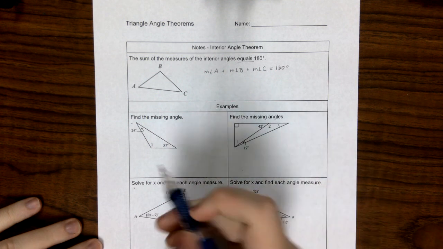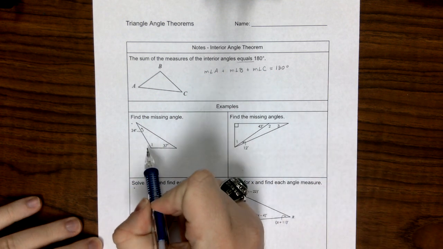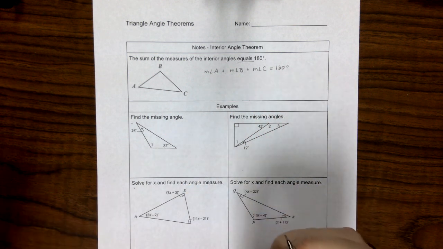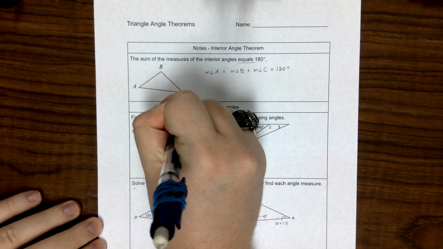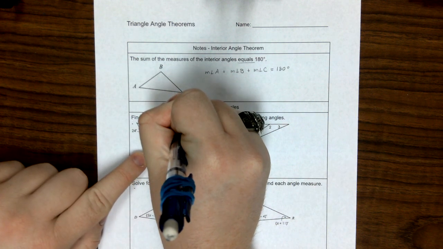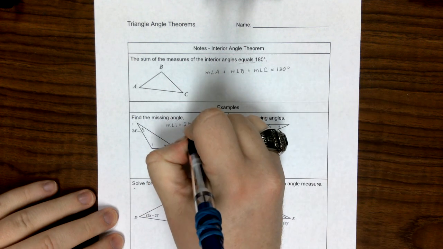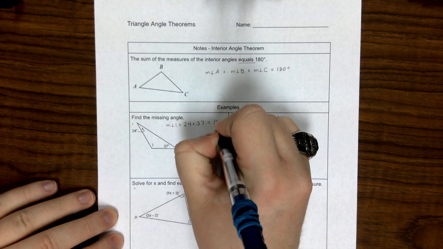So let's see how to do this. So we know two angles in the triangle. One is 24 degrees, one is 37 degrees. We want to find the other one. And so if you're going to be super official about it, here's what you would do. The measure of angle 1, which is what we're trying to find, plus, and then we'll add the other ones. We'll add 24 and add 37, and that should get you 180.